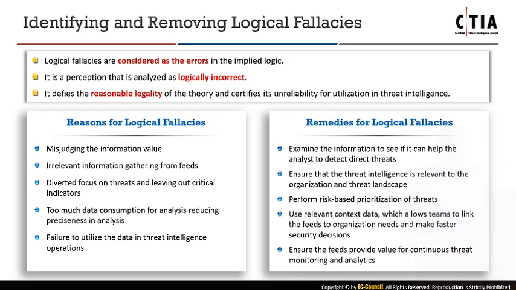Another way to remedy logical fallacies is to perform risk-based prioritization of threats. This really helps a lot because you look at it in just the pure form of how much is this going to cost my organization. And then we assign those higher risks and make sure that we know which ones to focus on. Next bullet point, use relevant context data, which allows teams to link the feeds to an organization and that organization's needs and make faster, more informed decisions.